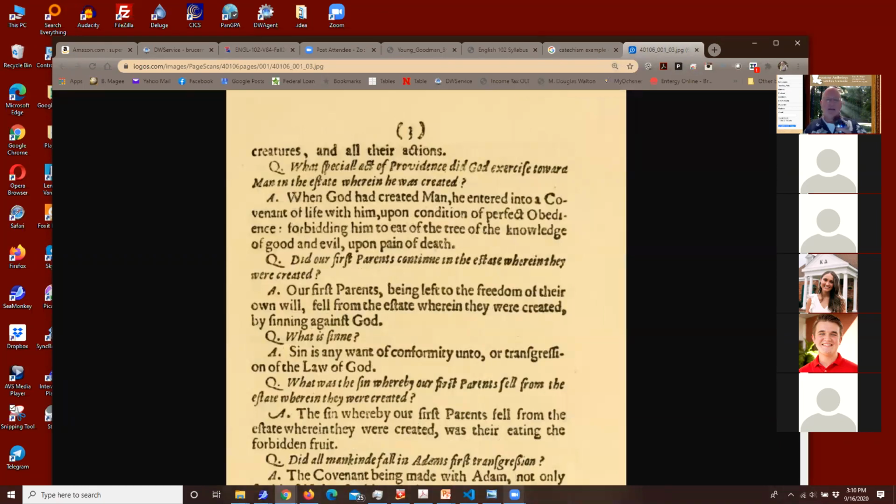What special act of providence did God exercise toward man in the estate wherein he was created?